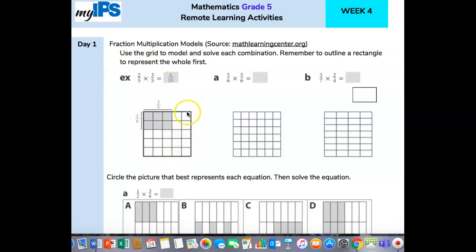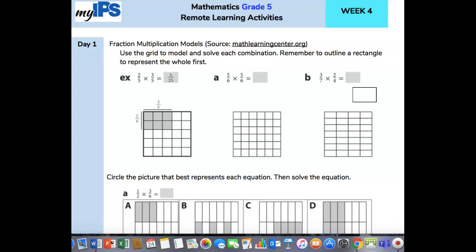1, 2, 3, 4, 5. 1, 2, 3, 4, 5. 5 times 5 is 25. So we know the denominator is 25, and then here's the numerator. So we've got to look and see how we did that. So I'm going to just shade it in and show you that 2/5 is these two lines.